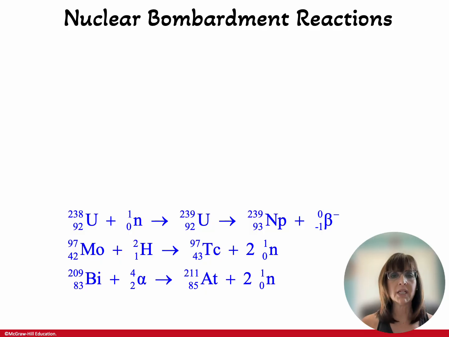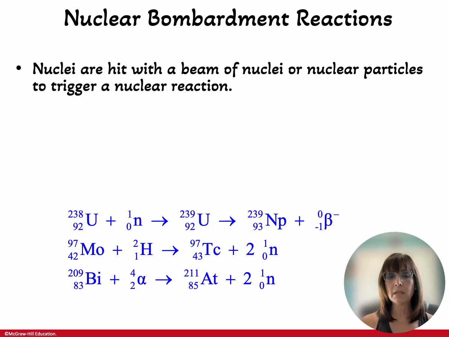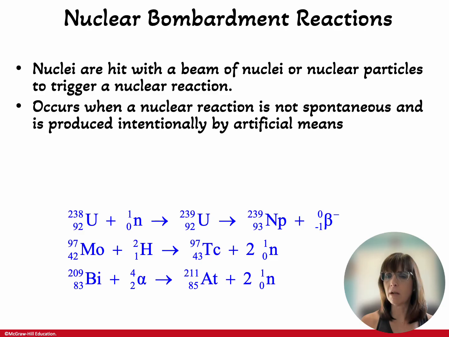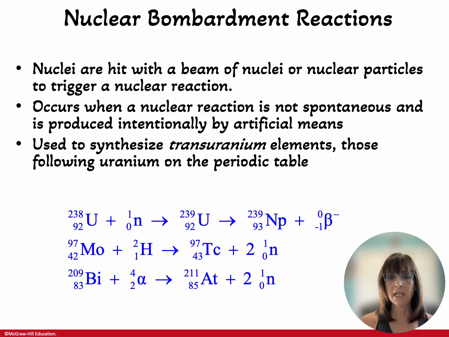Let's take a quick look at what a nuclear bombardment reaction is. Basically, it's nuclei that get hit with something. They could be hit with another nucleus. They could be hit with a neutron, all sorts of things, okay? These typically are not spontaneous. They tend to occur artificially, meaning we humans are doing it. And we can use them to synthesize transuranium elements, other things.